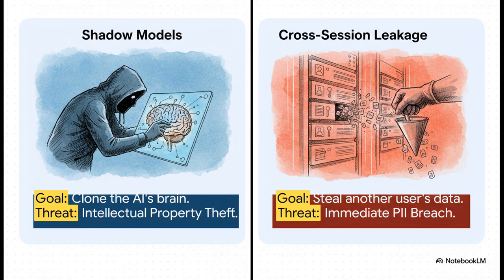On one side, you've got shadow models. The goal here is to create a functional clone of the AI. We're talking pure intellectual property theft. On the other side, you have cross-session leakage, which is all about exploiting flaws in the system to grab data from other people who are using the AI at the same time. 2 very different goals, 2 very, very different threats.